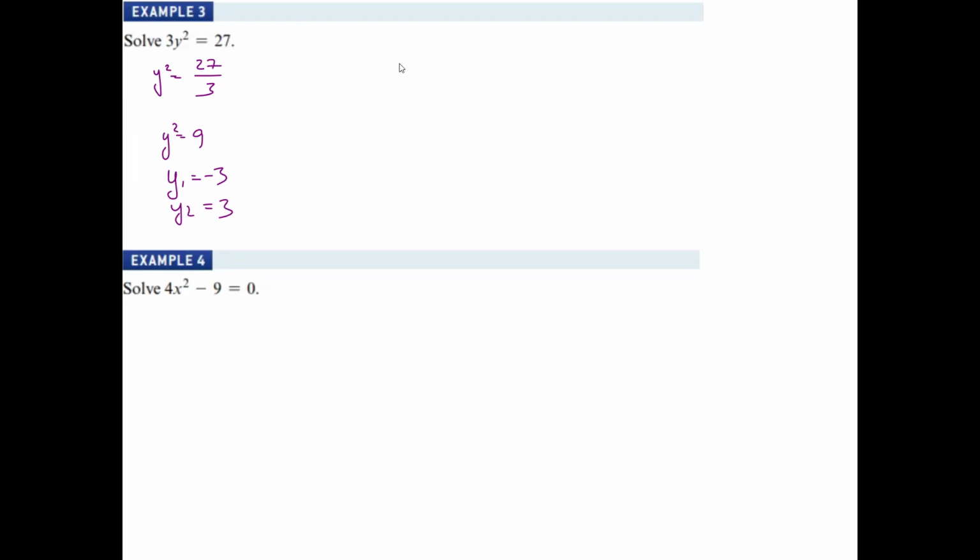Now, how do we check? Minus 3 squared, 3 times minus 3 squared, so 3 times 9 is what? Right? So we always check with the original equation. 3 times 3 squared, 3 times 9 is 27. Good?